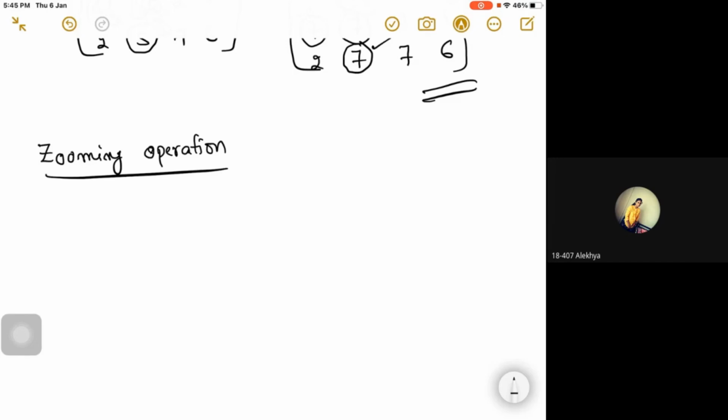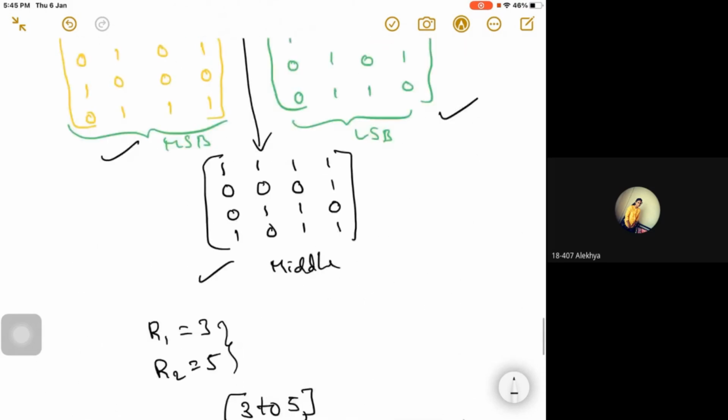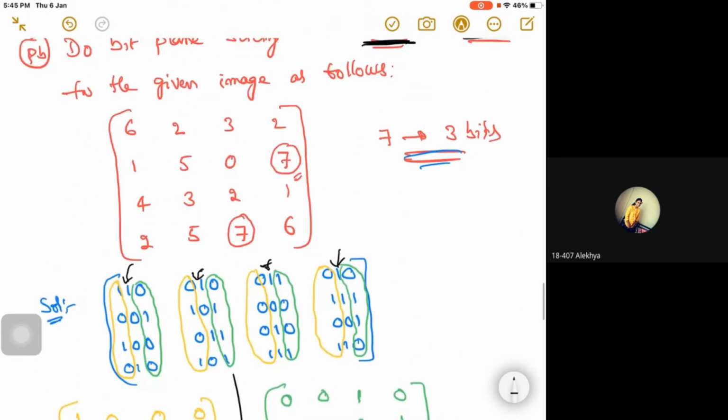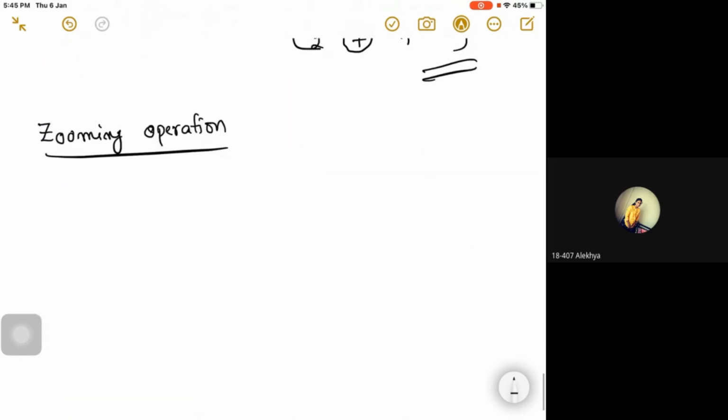So how to zoom? For example, if you see here the screen, I am scrolling down, right? If you want to zoom into any part in your mobile, what will you do? Using 2 fingers, you will spread them out. What is that operation called? Zooming operation. How it can be done, we can also see directly in the form of a problem.